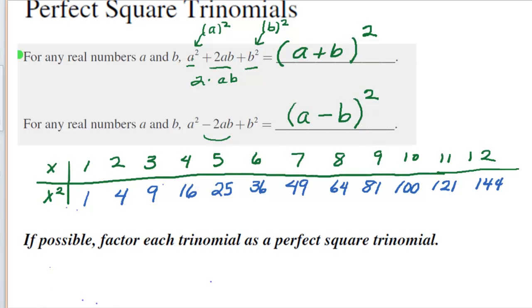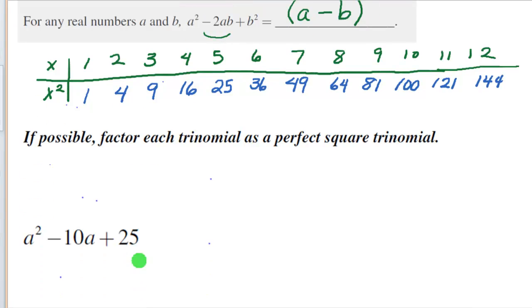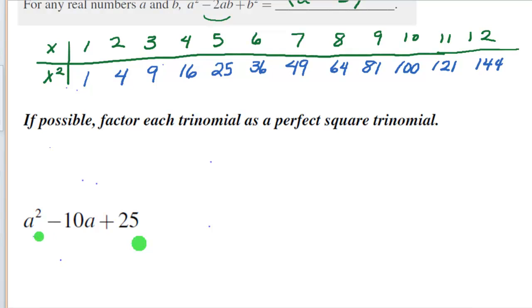Okay, so here we go. Let's try. Here we have a trinomial, so we have three terms. Let's look at the first term. Is it a perfect square? Yes, it is. It's a squared, right? You squared a to get a squared. Let's look at the third term. Is that a perfect square? Yes, it is. It's 5 squared. You squared 5 to get 25.